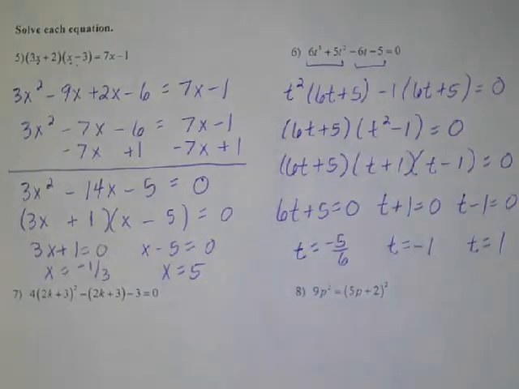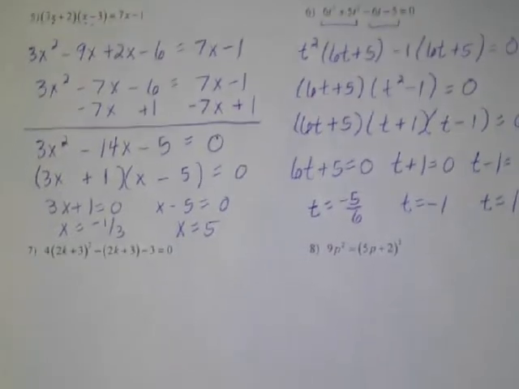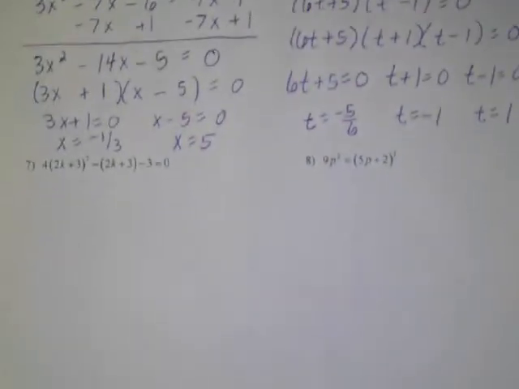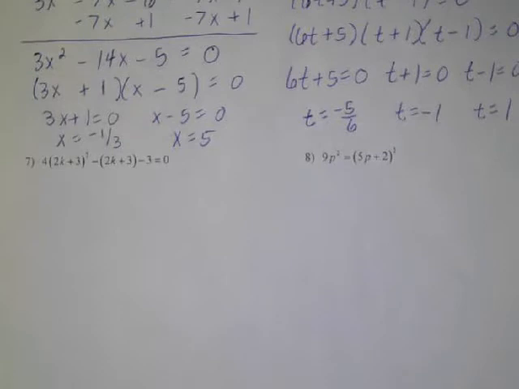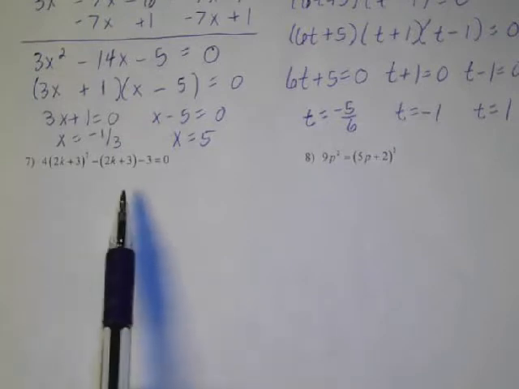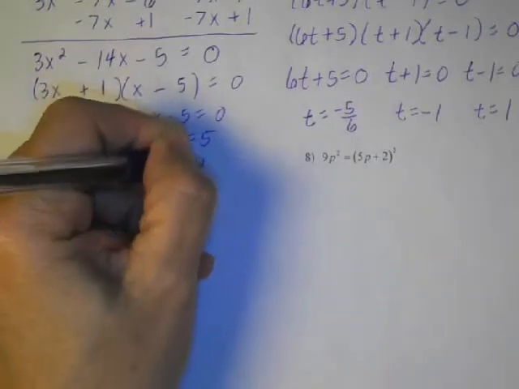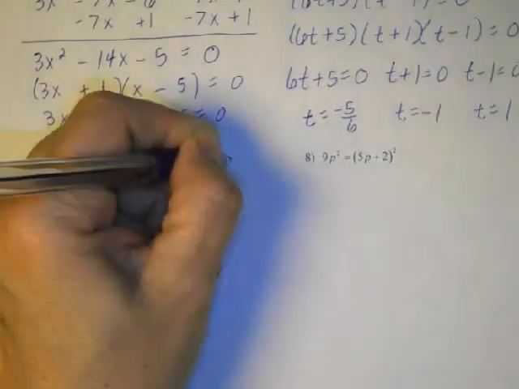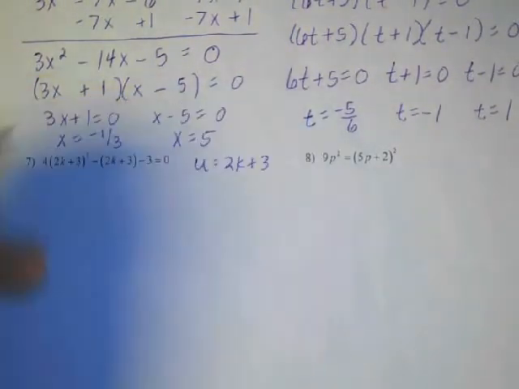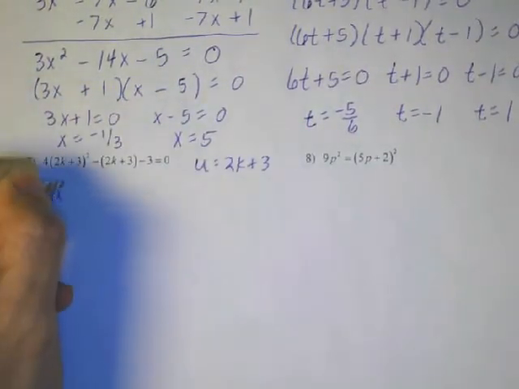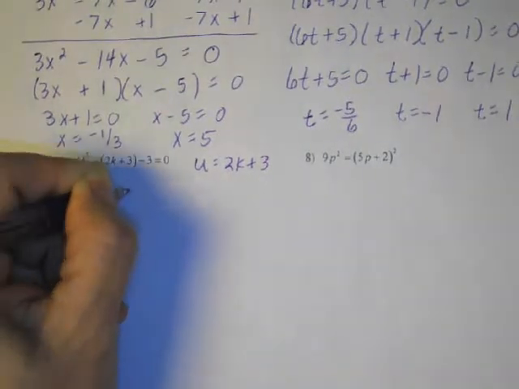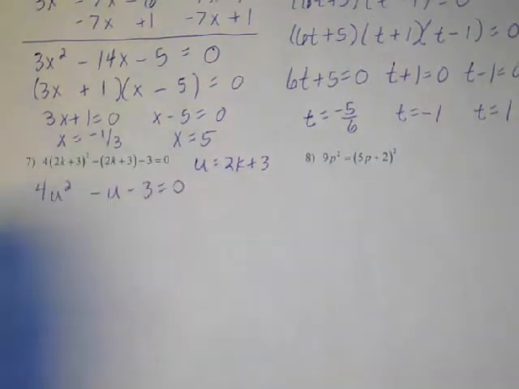Now going to problem 7, I could see that it's a trinomial. But I also see that it has this 2k plus 3 expression throughout it. We've practiced factoring these by using substitution, so we'll do it the same. We'll let u be 2k plus 3. So I have 4u squared minus u minus 3 is 0.